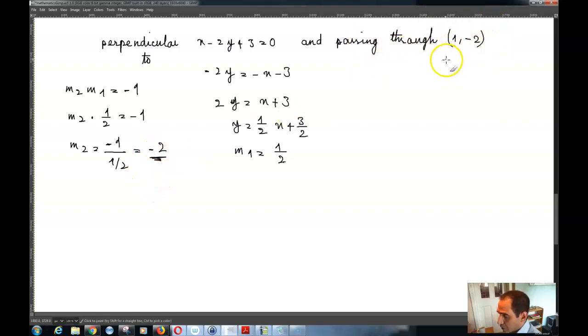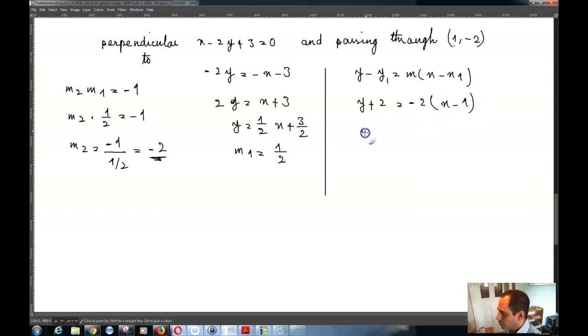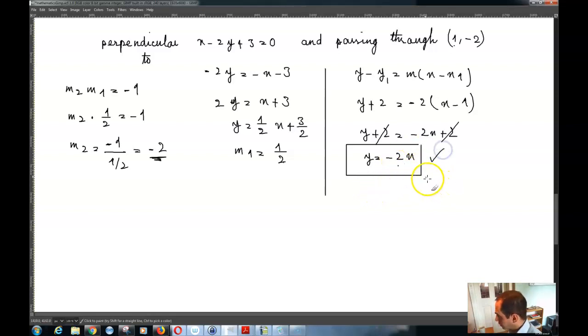And it's passing through this point. So I can write y minus y1 is equal to m times x minus x1. So y plus 2 is equal to -2 times x minus 1. So y plus 2 is equal to -2x plus 2. And these two you can cancel out. y is equal to -2x. And that is the equation of the line that you're looking for. So that's basically that.